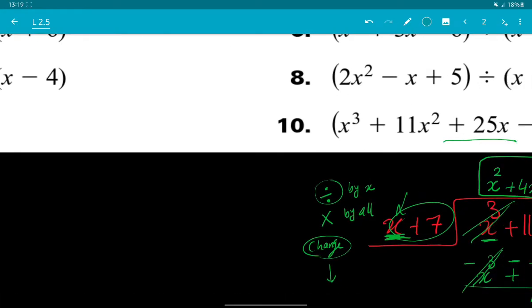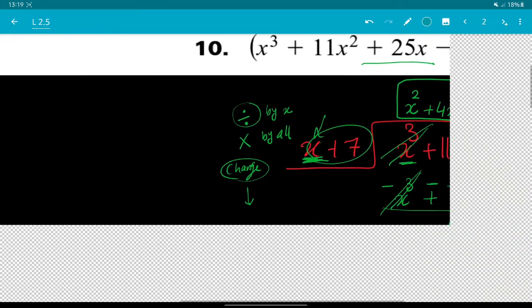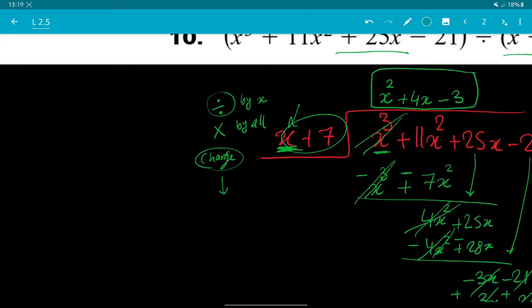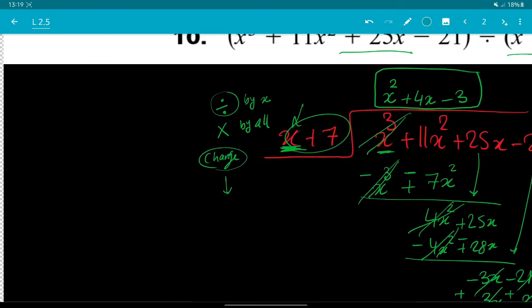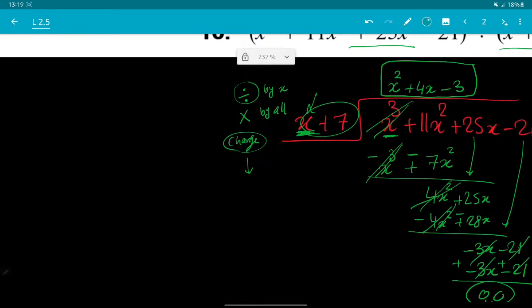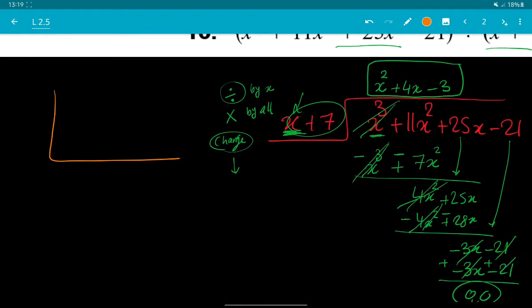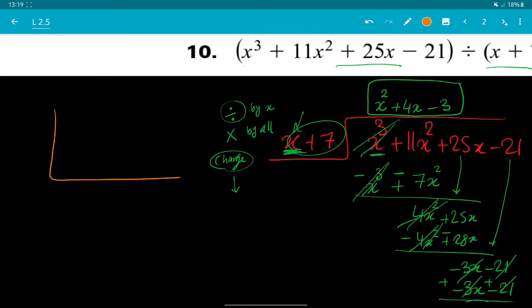You can use this in any type of questions, but we have an easier way to factorize this or to divide. When I ask you to divide, you can use another method, which is synthetic. How to use this synthetic method? You will do the following. Example number 10.